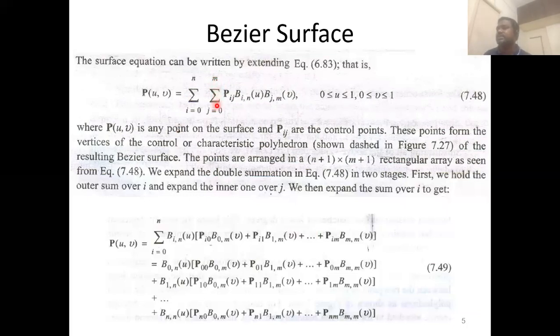The order of the curve is going to be 4. It's a whole number. Similarly, i can vary from 0 to n. So this is the expression for the Bezier surface. As usual, the parameters u and v can take values between 0 and 1. u is varying from 0 to 1, v is varying from 0 to 1. It is just an extended version of the Bezier curve in two dimensions, in the u direction and v direction. So that is what the expression is.